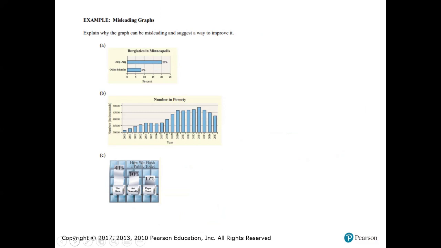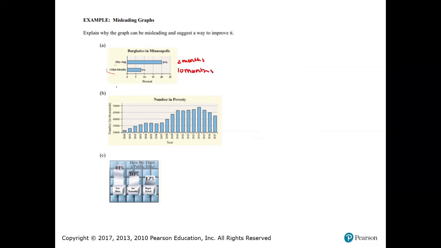So we are going to explain why these 3 graphs are misleading and how we could improve them. We have burglaries in Minneapolis, this horizontal bar graph. This top bar lists July to August, and then all the other months down here. The problem is July and August are only 2 months of the year. The other months are the remaining 10 months. So these are not evenly distributed.